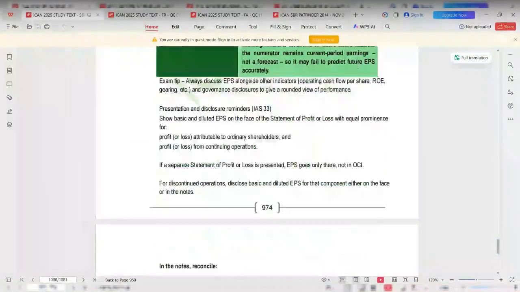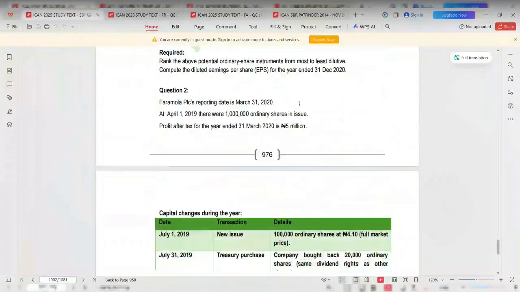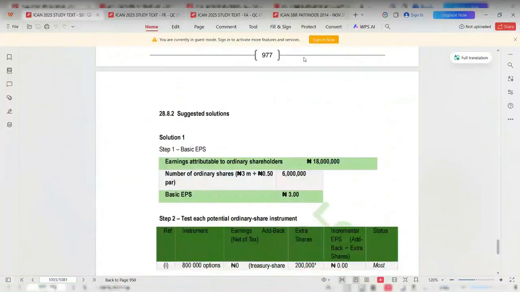We are still coming to all this topic, but let us just take it one after the other. Penny per share, we are still coming there by the grace of God.